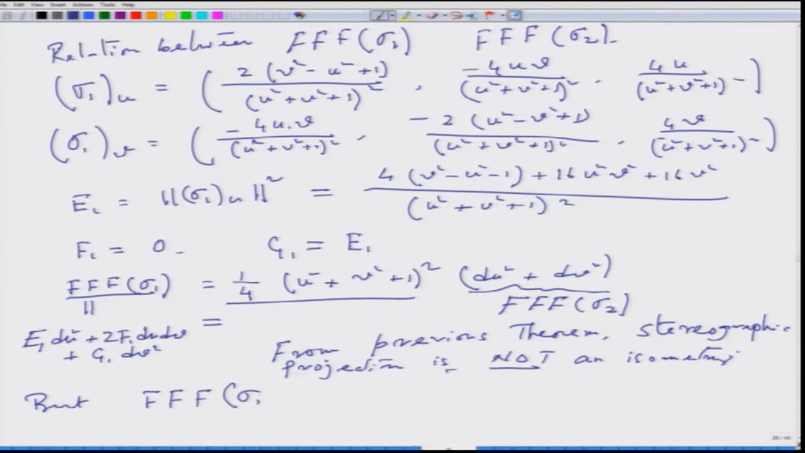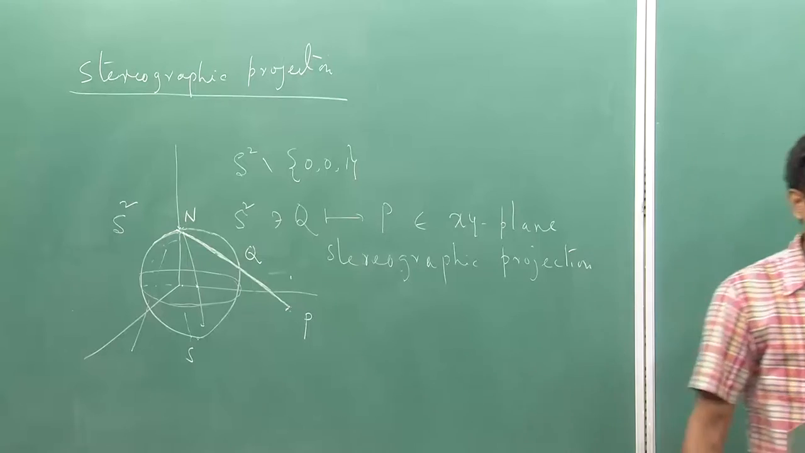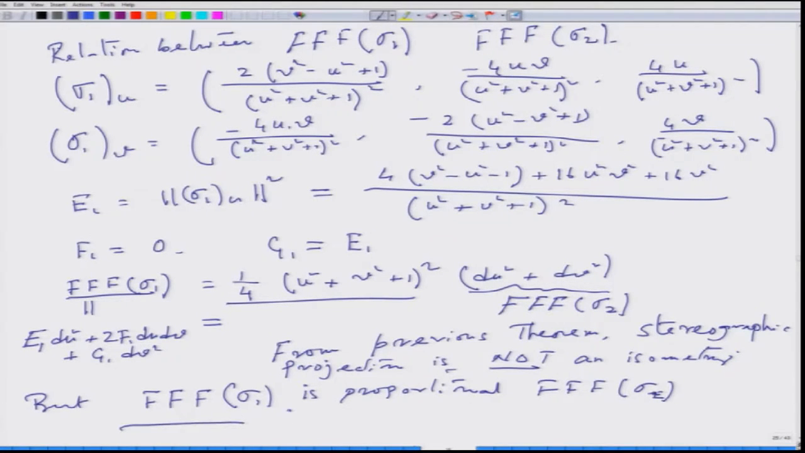But what I have is that the first fundamental form of sigma 1 is proportional to, a multiple of, the first fundamental form of sigma 2. So the first fundamental form of the sphere is proportional to the first fundamental form of the plane, and such a map is called conformal. This is not the definition; I make the definition on the next page. It is, suppose I have a diffeomorphism between surfaces, that preserves angle.